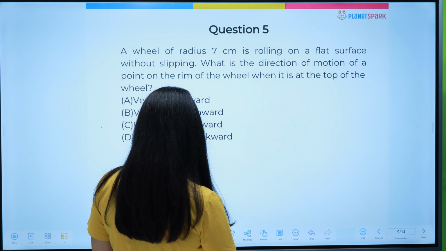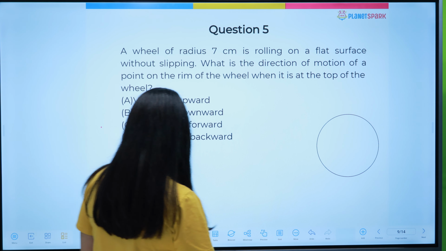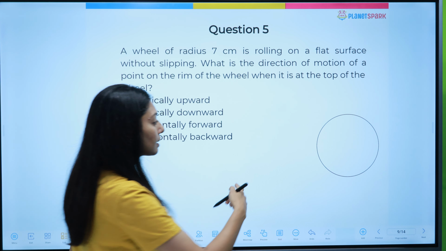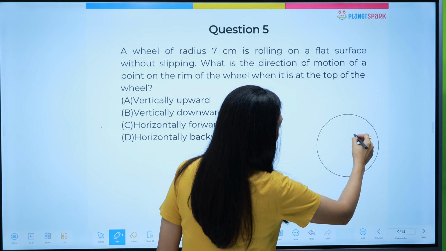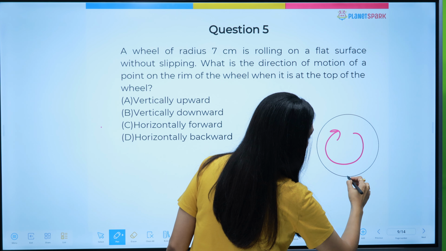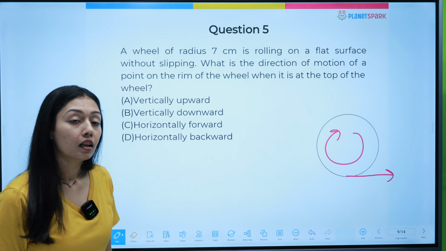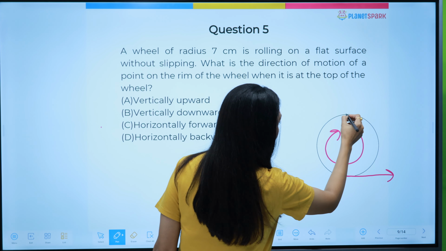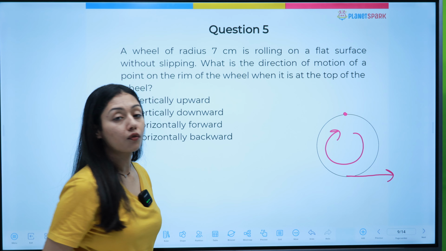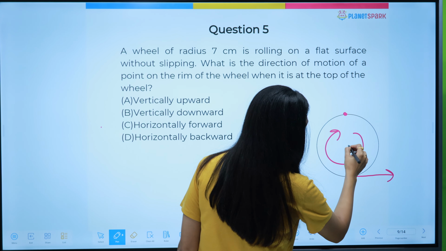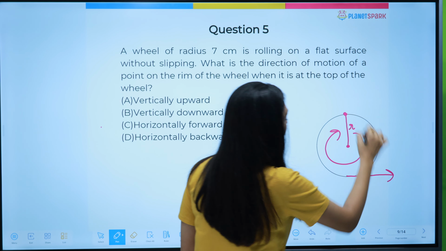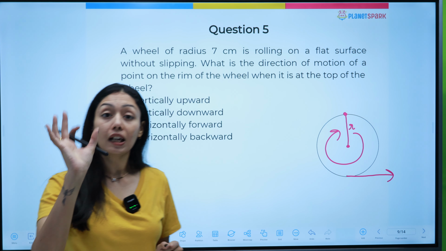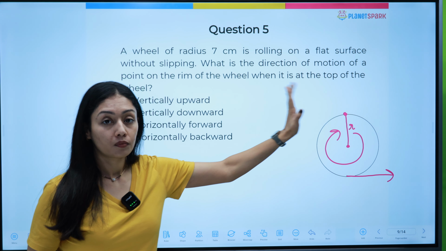Okay, so let's take a circle here. Let's say we have a wheel here. For the wheel we are given the motion that it is rolling on a flat surface. Let's say it is rolling like this. This is how it's moving and in that direction movement will be happening, right? So we have to discuss the direction of motion on the rim of the wheel when it is at the top of the wheel. So at this point, what will be the direction of the motion? Yes, everybody. Let's say this is the center of the wheel and this is the radius I am joining there, radius of the wheel. So what do we know there? The direction of motion will be perpendicular to the radius there. So the radius is vertical, right?